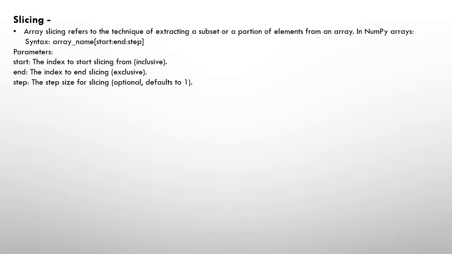Slicing. Array slicing refers to the technique of extracting a subset or a portion of elements from an array. In NumPy arrays, the syntax is array name, and then we have 3 parameters. The first is start, second is end, and the last is the step parameter. The step size for slicing is optional and its default value is 1. Also, the end parameter index is exclusive, that is, it is not included itself in the slicing.